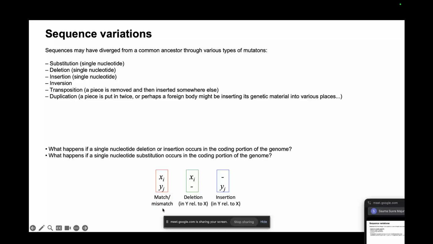So what happens if a single nucleotide deletion or insertion occurs in a coding portion of the genome? What happens if a single nucleotide substitution occurs in the coding portion of the genome? This will be a substitution where Xi and Yj are matching at that position, but the nucleotide has a mismatch. In this case, there is a position in X, but there is not a position in Y for the same location, so there is a deletion in Y. Opposite, there is no position in X, but there is a base in Y, so that means there is an insertion.